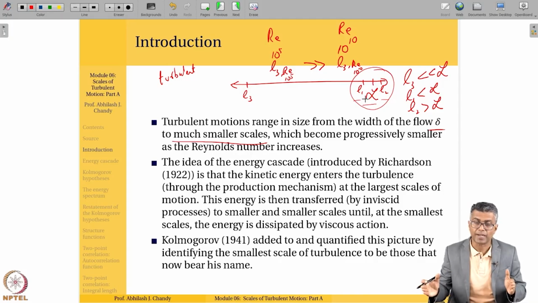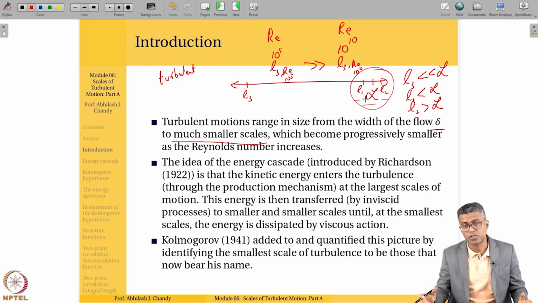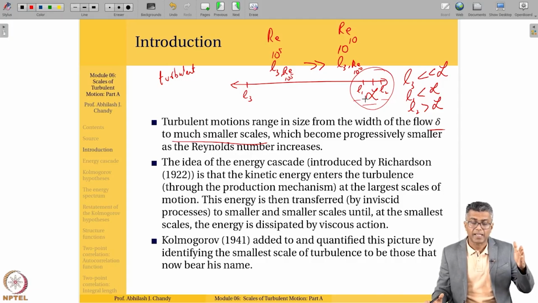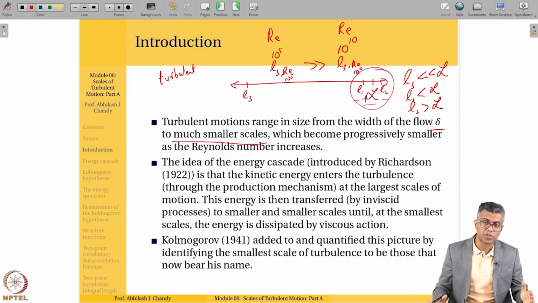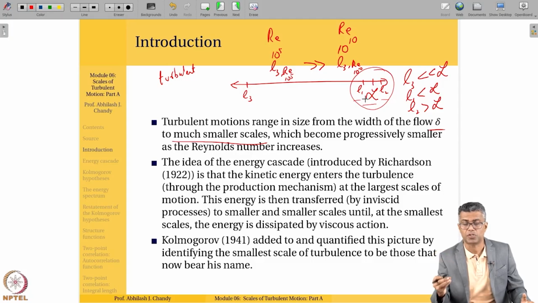Now, does this continue indefinitely? Of course not. Once you reach the smallest scale where the viscosity plays a role, where the viscosity becomes active, then you have dissipation that takes over. Then the smaller scales dissipate that energy that existed in them into heat. That entire process is what we call the energy cascade. The energy cascade consists of the energy transfer from the larger scales to the smaller scales, which are then dissipated to heat via the mechanism of viscosity.